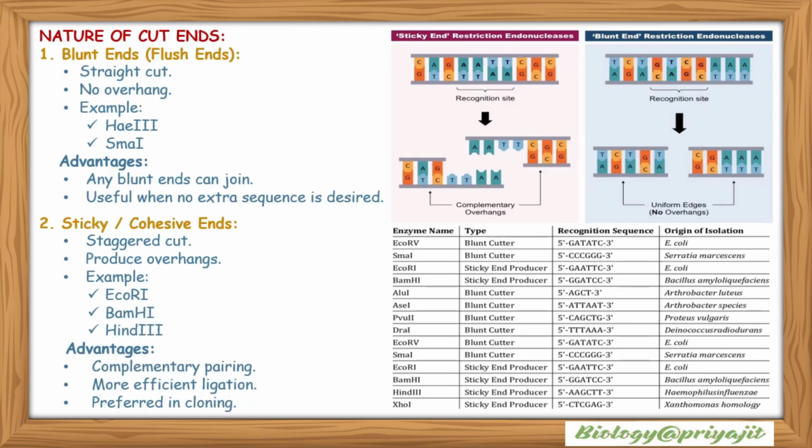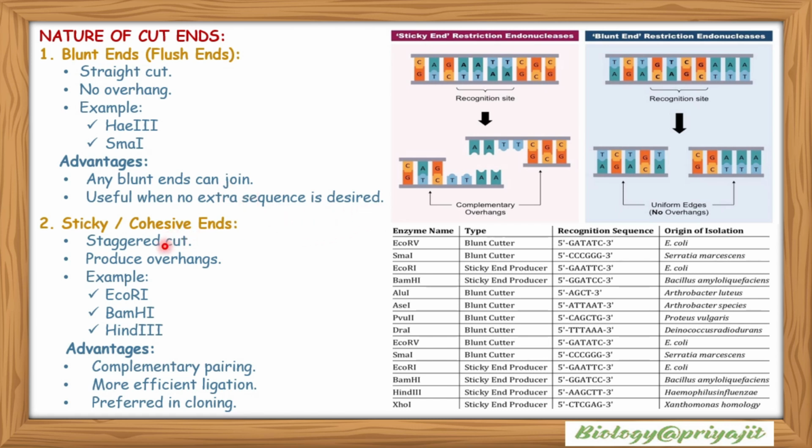So, nature of cut ends. There are basically two types of cut. Blunt end or flush end, which forms a straight cut. There is no overhang. Examples: HaeIII, SmaI, etc. Advantages include that any blunt ends can join, and they are useful when no extra sequences are desired.